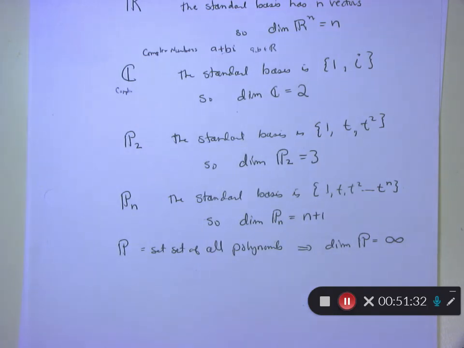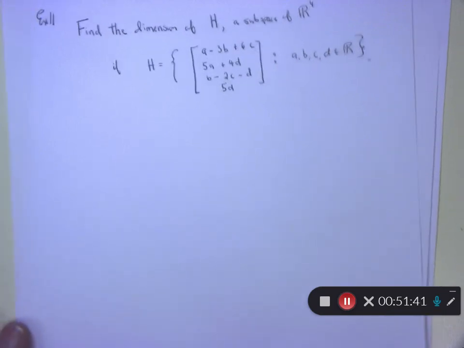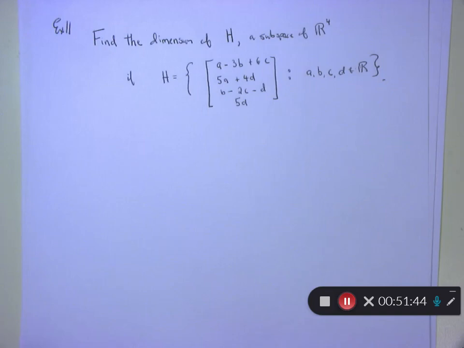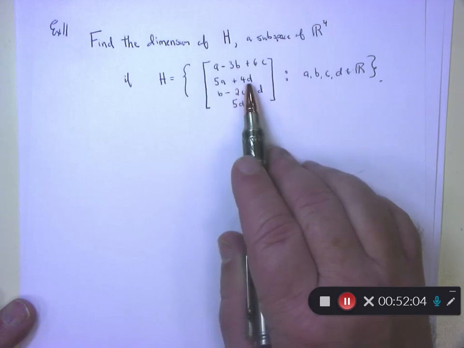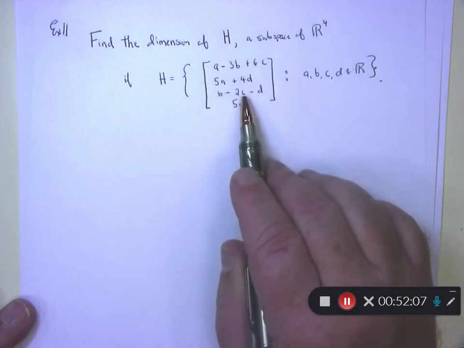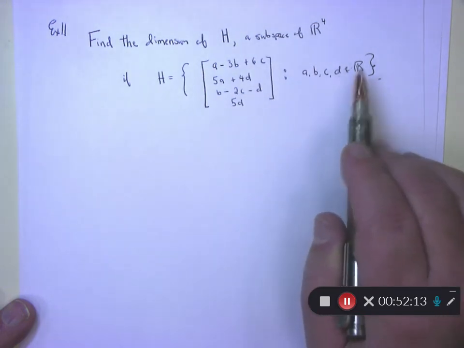With that being said, we've got to have an example. Here it is right here. Another great problem to do in terms of test questions and things like that. Find the dimension of H, a subspace of R4, if H is equal to the set of vectors that look like this: a minus 3b plus 6c for the first component, 5a plus 4d for the second component, b minus 2c minus d for the third component, 5 times d for the fourth component, where a, b, c, and d are real numbers.